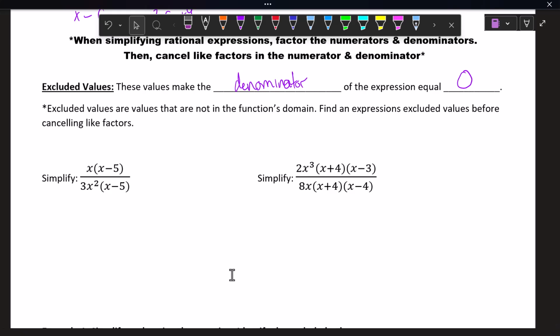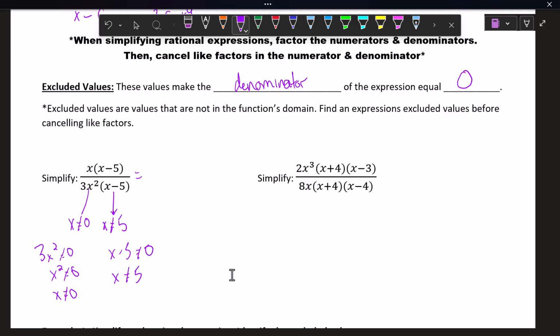So the first one to simplify, it's already factored for us, which is kind of nice. This gives us x can't equal 5. This gives us x can't equal 0. Because again, 3x squared equals 0, divide by 3, square root. Here we have x minus 5, I guess can't be 0. So we add 5 to both sides, and that's how we got that.